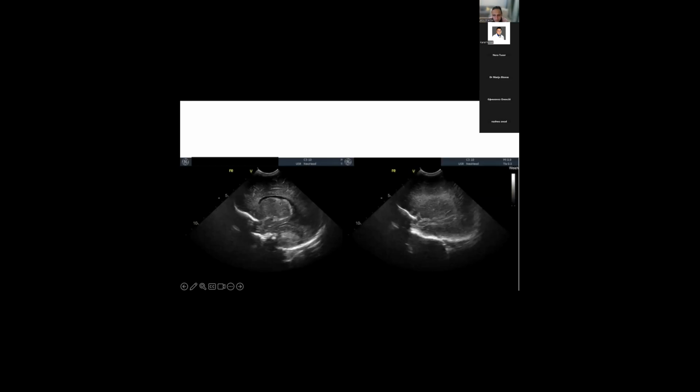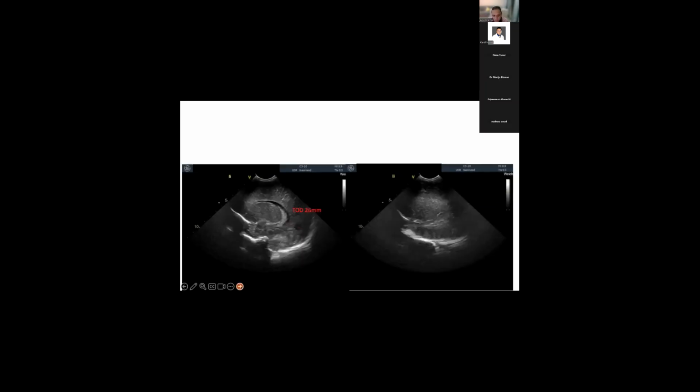So this is the right. The posterior horn is very dilated, and I measured the thalamo-occipital diameter as 11 millimeters. We'll talk about that. Well done. Similarly on the left, this was put on the PowerPoint, it's about 26 millimeters, also dilated.